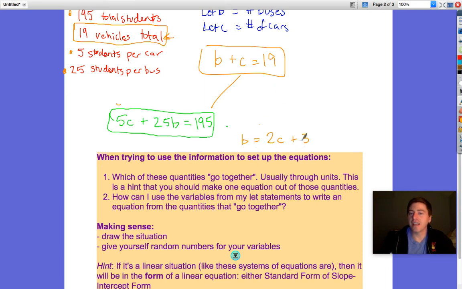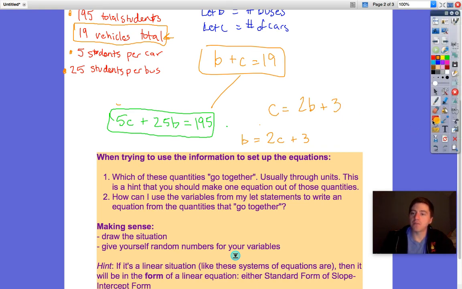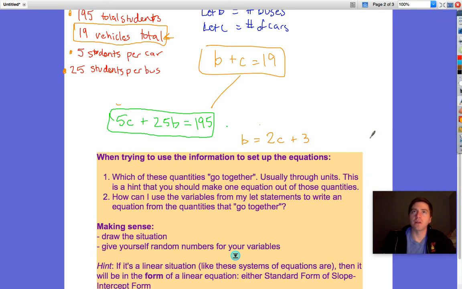When you run into something like this and it's telling you the number of buses is three more than two times the number of cars, the biggest mistake people make is doing this. They will swap that, especially if it says the number of cars is three times the number of buses, or triple the number of buses or whatever. People will mix it up.